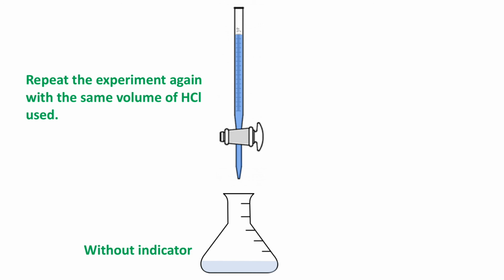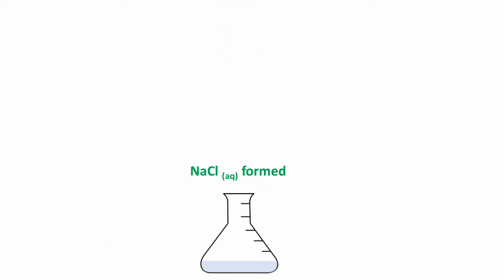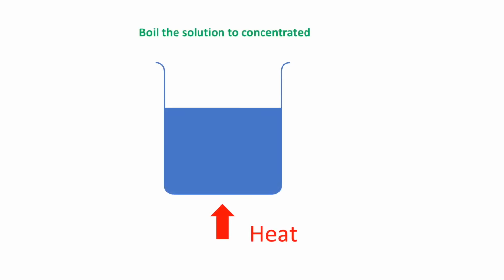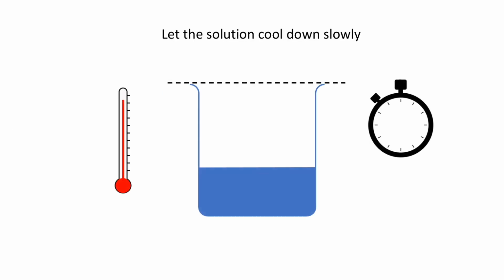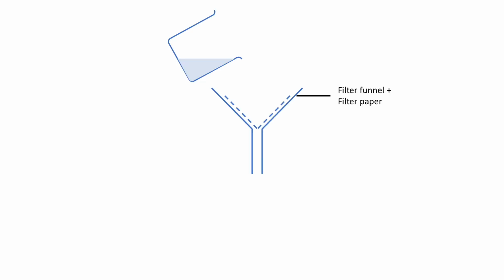But this time, we do not use any indicator. We do not want our product to be contaminated by indicator, and sodium chloride solution will form. The process will be similar to the previous case. We boil the solution to concentrate and let it cool down covered by filter paper, and sodium chloride crystal will form this time. Again, we collect the crystal by filtration and dry it in the desiccator.